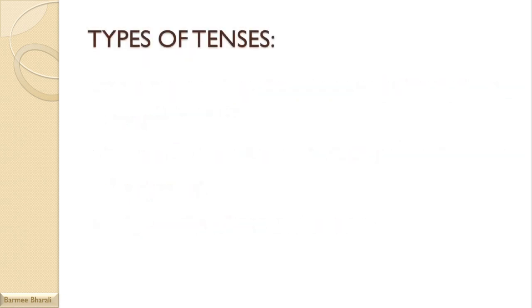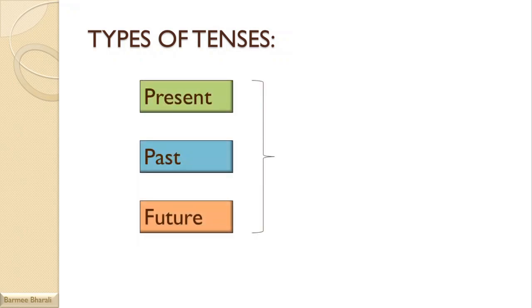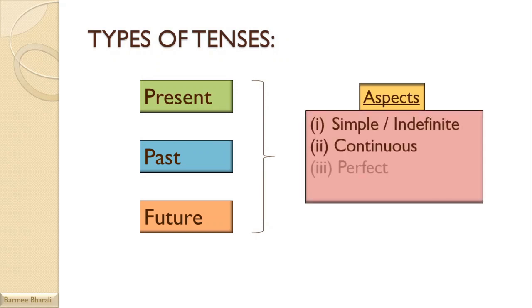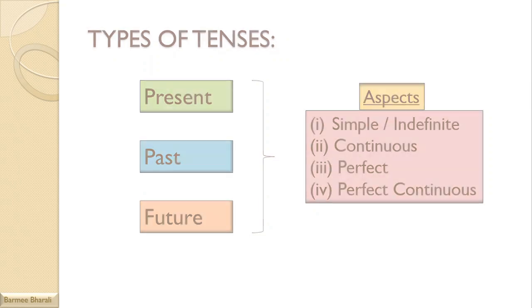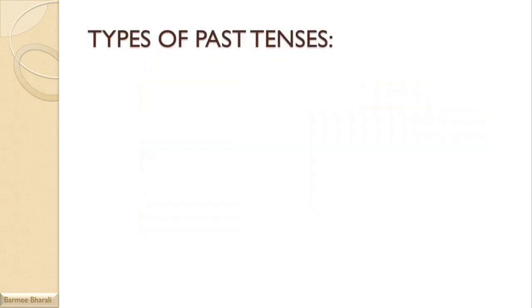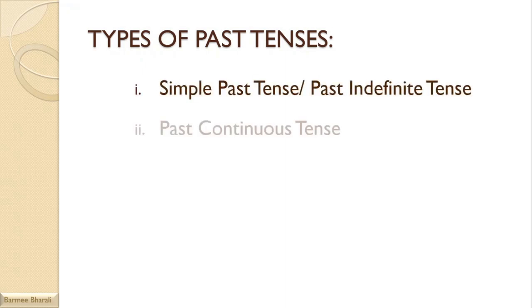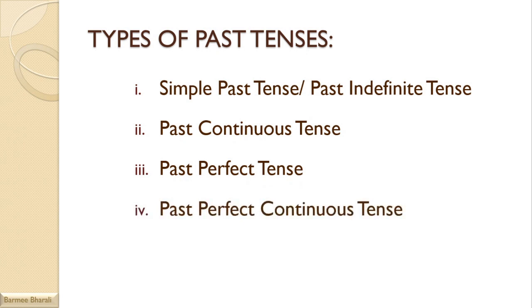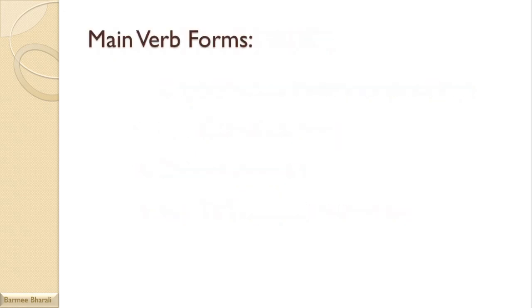We all know the types of tenses, which are present, past and future, and its aspects are simple or indefinite, continuous, perfect and perfect continuous. The types of past tenses which we will discuss in detail are simple past tense or past indefinite tense, past continuous tense, past perfect tense and past perfect continuous tense.